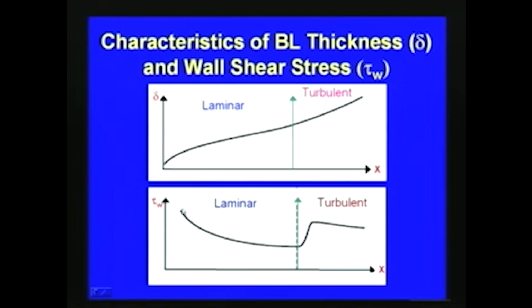and then it reaches a minimum point. As far as the turbulent region is concerned, it again increases slightly and then decreases again like this. So, this is generally the case as far as a flat plate is concerned. With respect to wall shear stress, the variation for the laminar boundary layer and the turbulent boundary layer is like this.